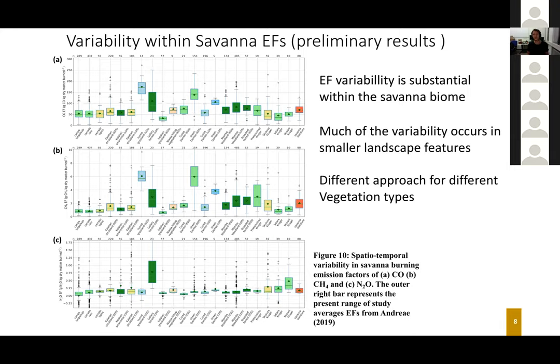However, much of this variability typically occurs in small landscape features that don't necessarily represent a lot of the burnt areas. For instance, the humid grasslands and the gallery forest in the Jalapão, as well as dambos in the early dry season when they're still relatively green. But this may indicate that there's a need for a targeted approach for different vegetation types.